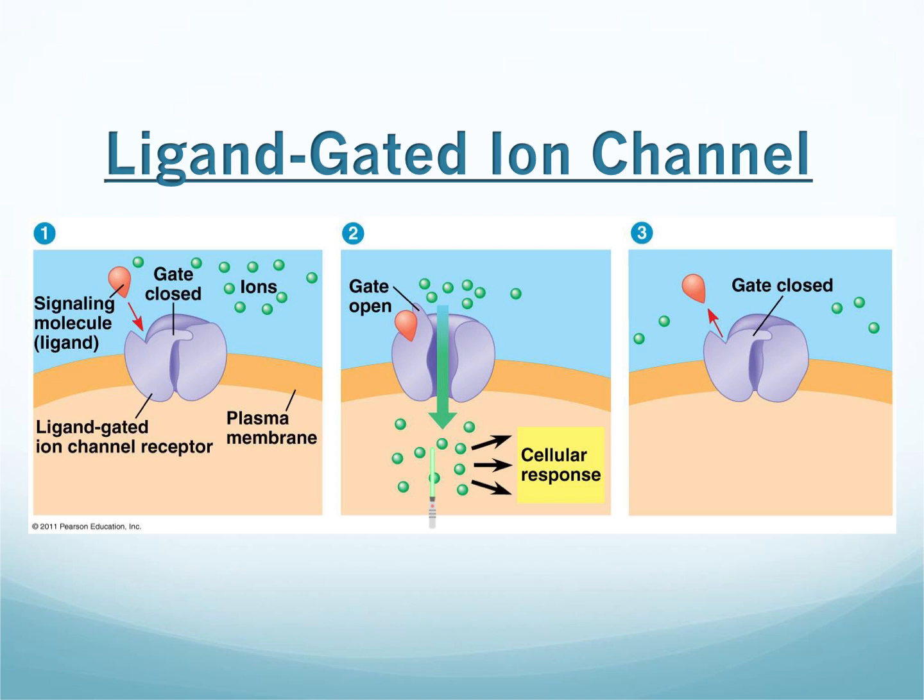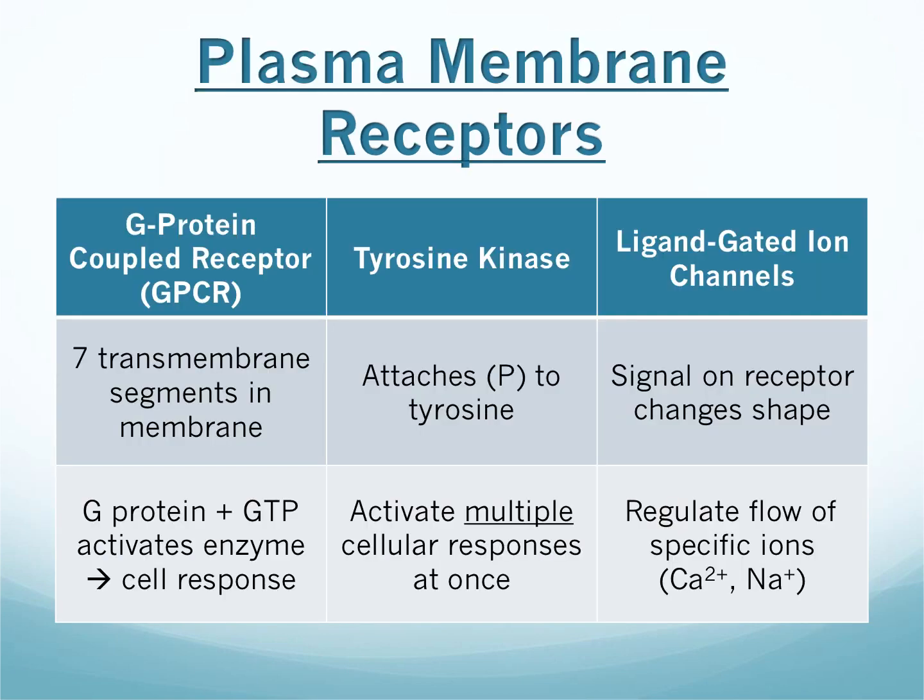This could be the K+, the sodium-potassium pump. Notice they're moving through normal diffusion, right? High to low concentration. And then once they're done moving, the ligand will leave and the gate will reshut. This slide here is just summarizing the 3 receptors, right? You want to remember G protein's really big. It has 7 proteins. It's going to use that G protein as a signal molecule.